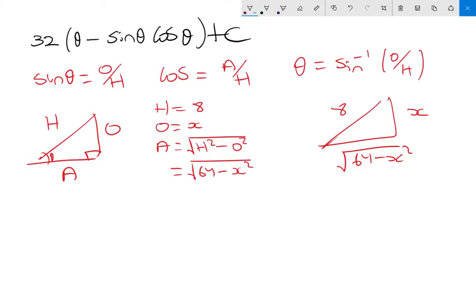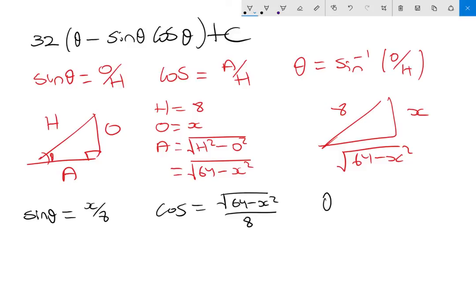And we know this because this is 8, this is x, and this is the square root of 64 minus x squared. Now, going back to the sine, cos, and theta values, sine theta is just equal to x over 8, and cos theta is equal to the root, the value of the adjacent, over 8, because it's over the hypotenuse, and theta is just nice and easy, a sine inverse of x over 8.